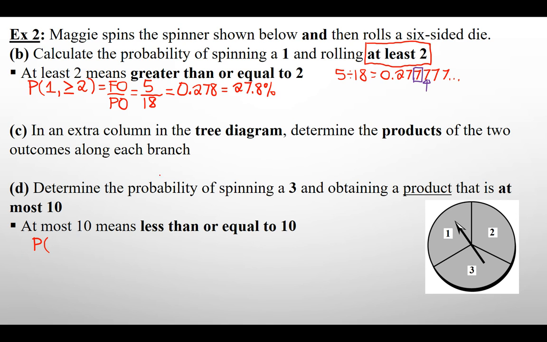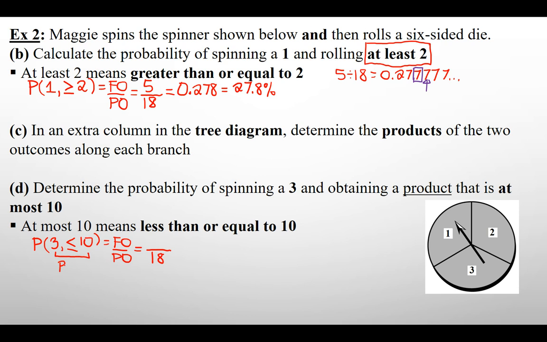I want the probability of spinning a 3 on the spinner, and I want a number that is less than or equal to 10. So we'll draw the less than sign. We'll put the underline beneath it to show that it's less than or equal to 10. And that's equal to my number of favorable outcomes divided by the number of possible outcomes. You still have 18 possible outcomes. Oh, and by the way, this is a product. So it's not just 3 and less than or equal to 10. It's a product that is going to be 3 or less than 10. So let's maybe just clarify that.